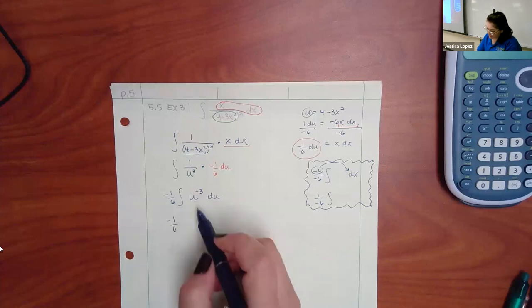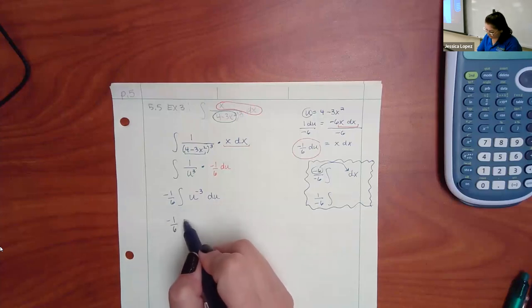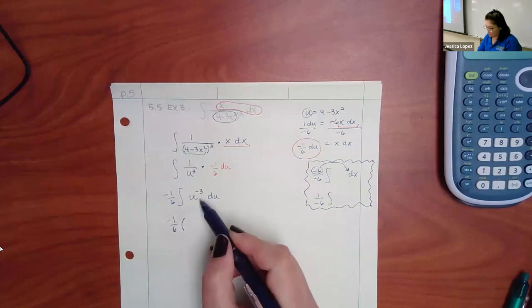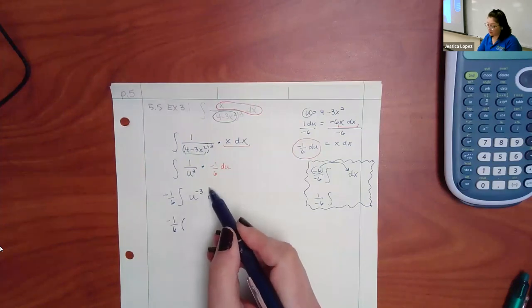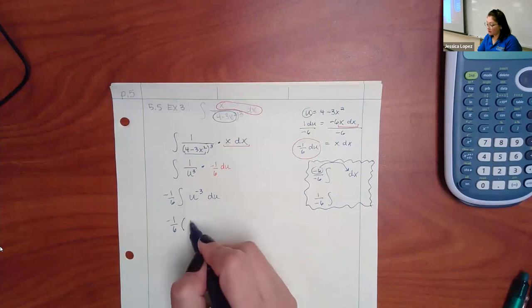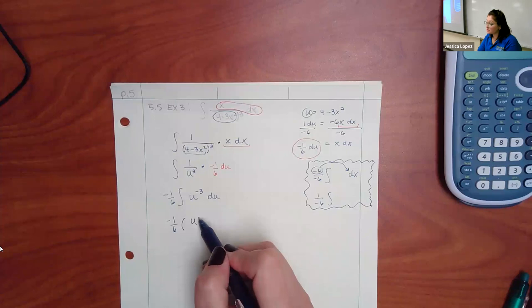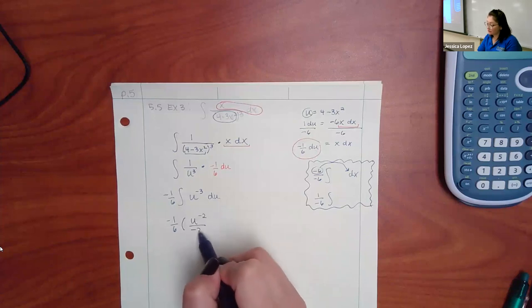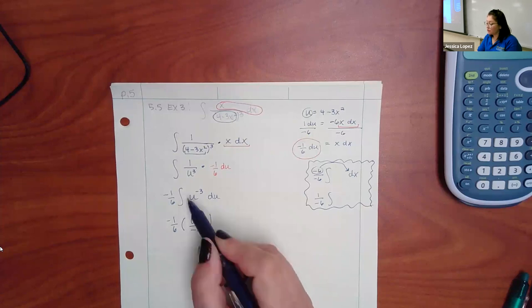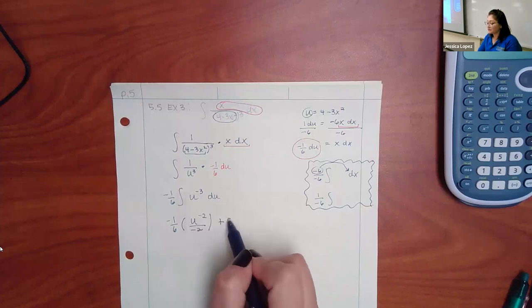So if I apply the power rule, be very careful here. You add 1 to the exponent and divide by the new exponent. But if I add 1 to negative 3, what's the new exponent? Negative 2. Yes, so then divide by negative 2. And then again, no bounds, so I must put plus c.